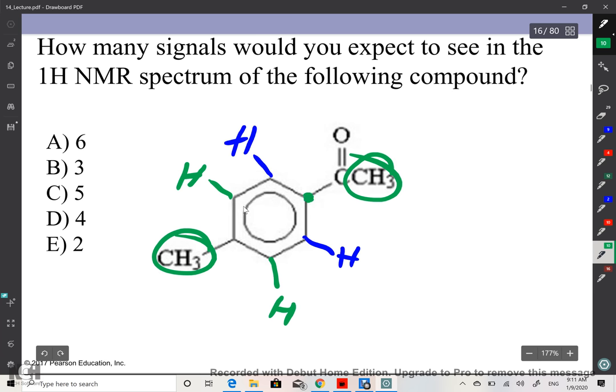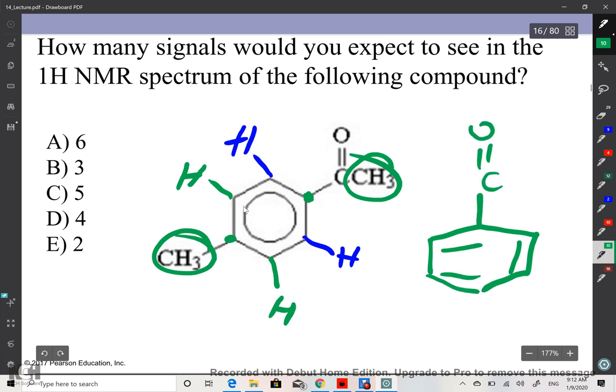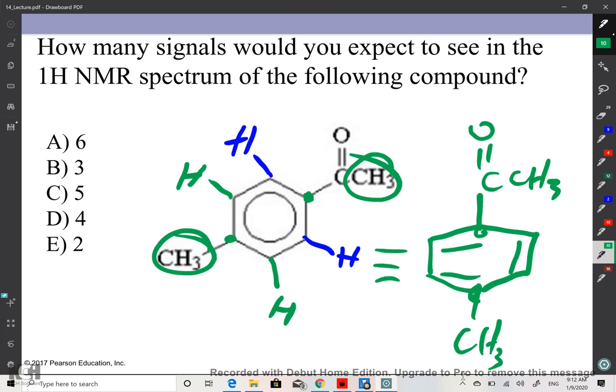To here and here. No. So technically, if we draw out the structure this way, and you look at these carbons, they already have four bonds around them. So these structures are the same. So yes, we only have four signals there. Is that okay, guys? Yes, that's good. That's great.